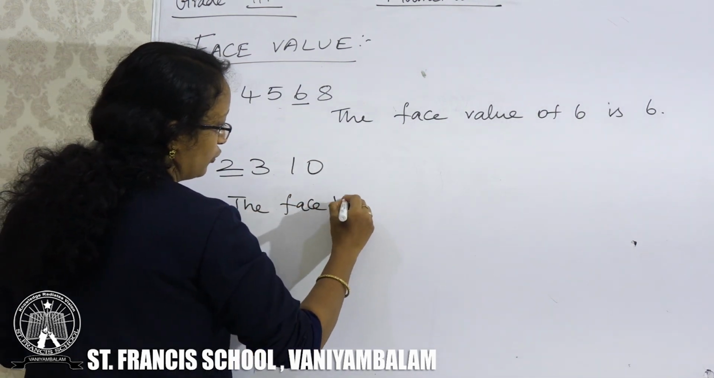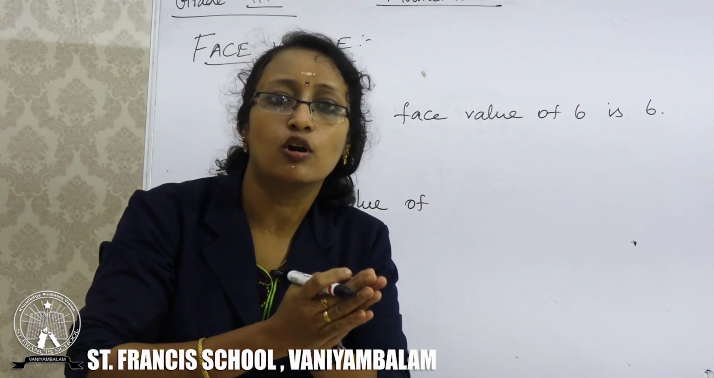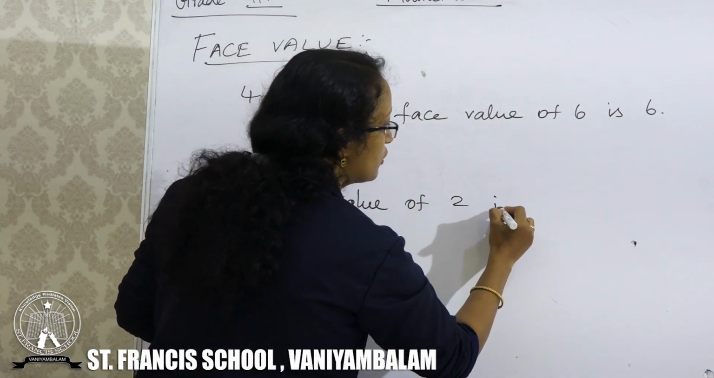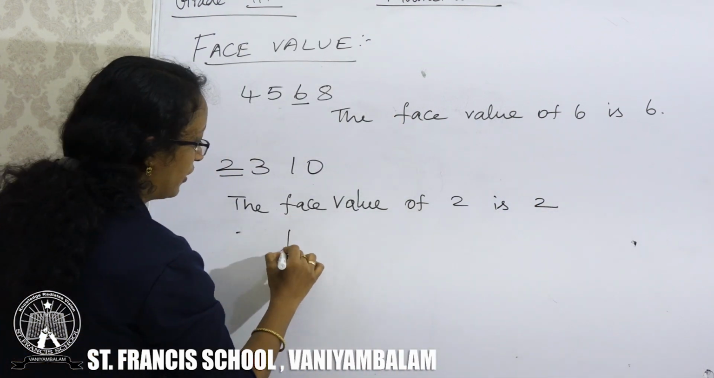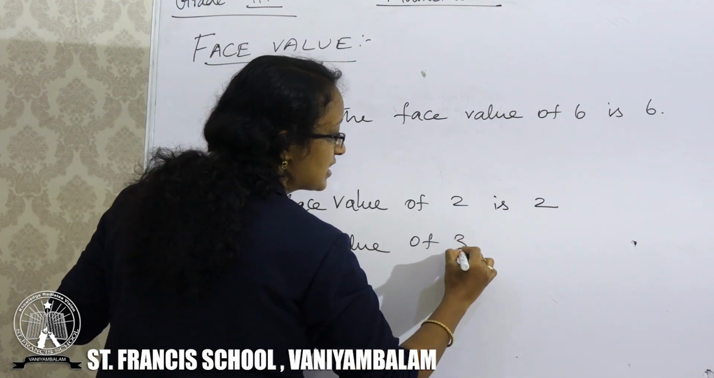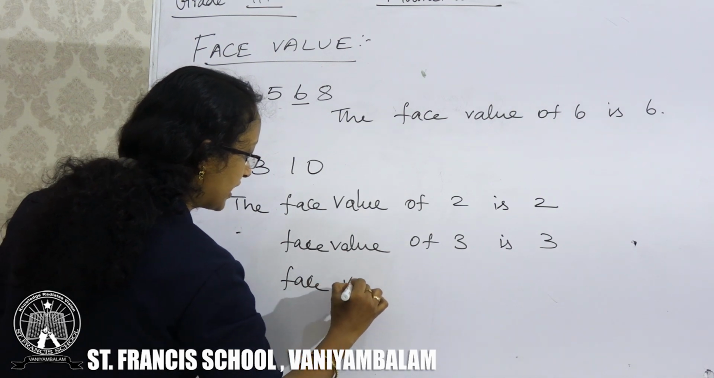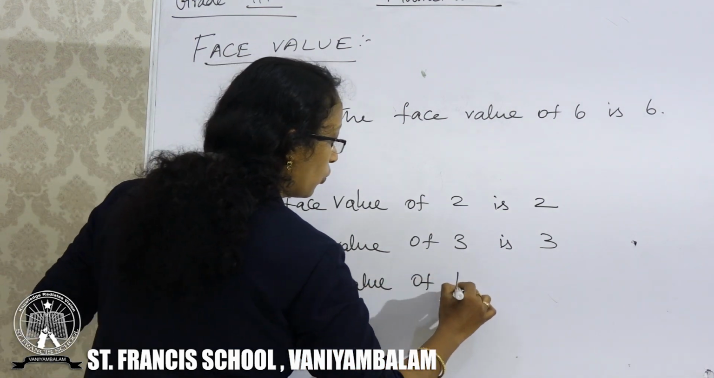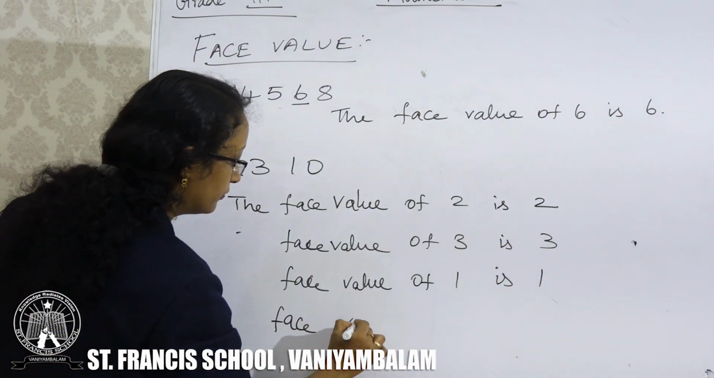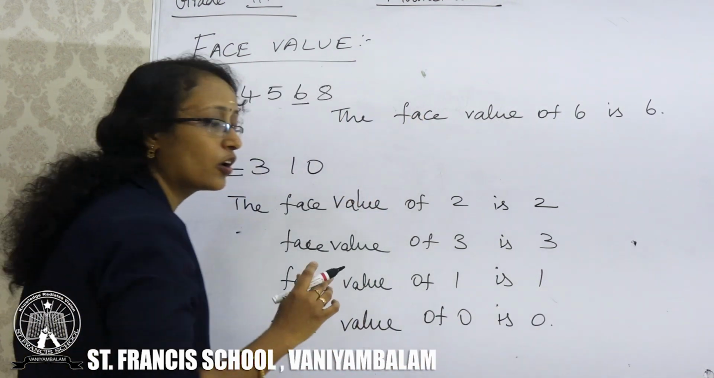The face value, I told you, face value means the value of the digit. The same value, face value of 2 is 2. Face value of 3 is 3. Face value of 1 is 1. Face value of 0 is 0. I think now you got it right.